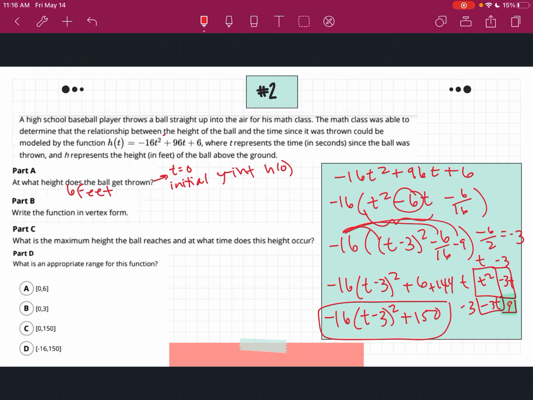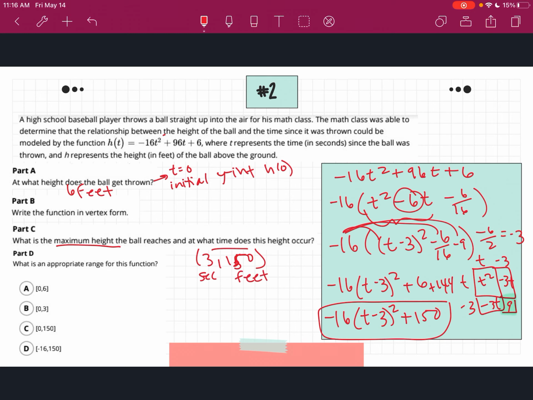All right, part C, what is the maximum height the ball reaches and at which time does it occur? So that's asking us for the vertex, right? They're saying what time is the highest point, and that would be your vertex. So looking at our equation in vertex form, we can easily see our vertex is at 3, 150. So that means that at 3 seconds, the ball is at 150 feet.